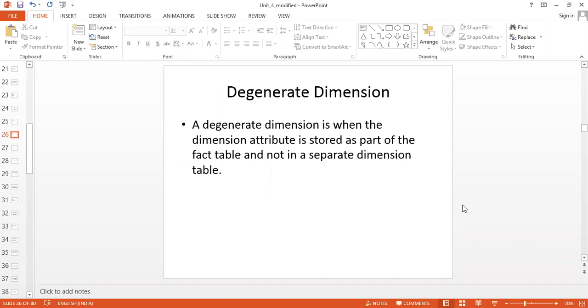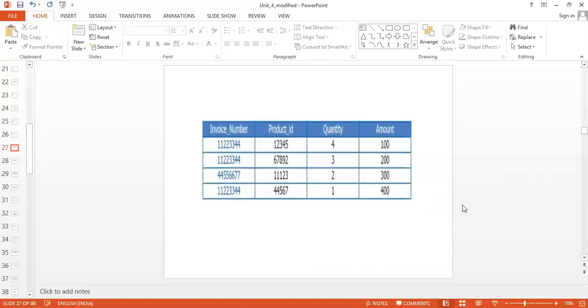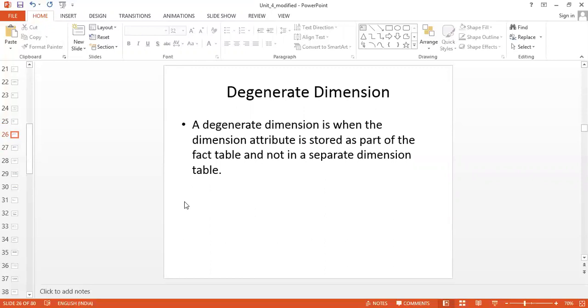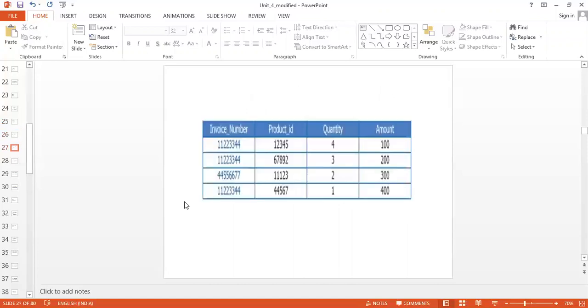To understand this, let us have a look at this table here. We have four columns in this table: invoice number, product ID, quantity, and amount. If we recall from the previous chapters, each of the dimension attributes can again be expanded into a separate table. So here the invoice number is the only field which cannot be expanded into a separate table. Such an attribute is called a degenerate dimension. The dimension which cannot be further degenerated is called a degenerate dimension.